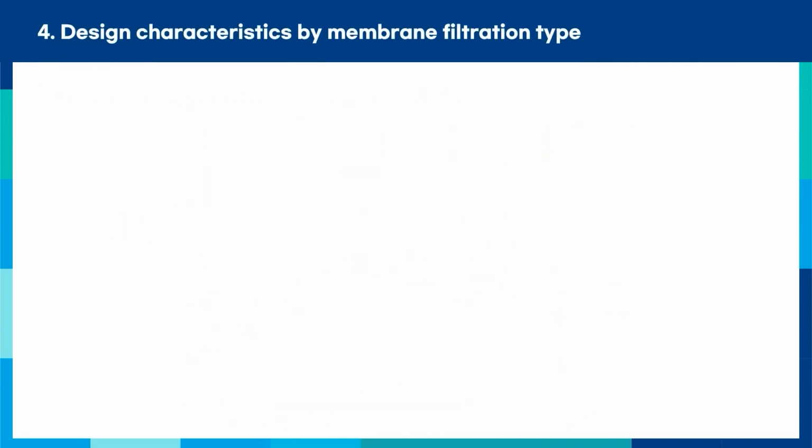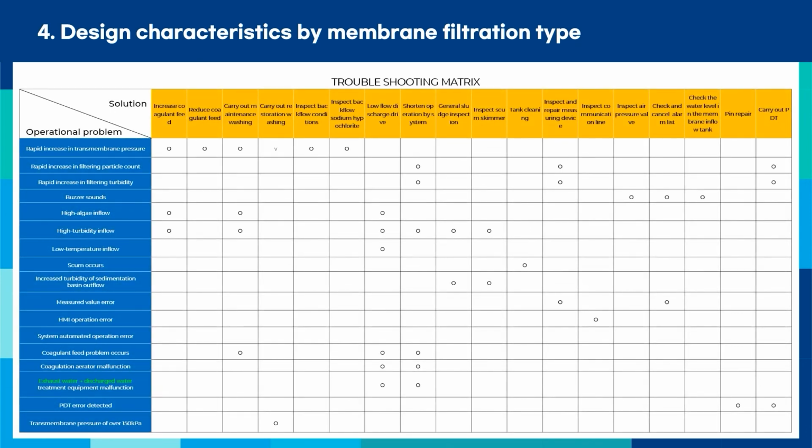The measures to be taken when various problems occur in the operation of the membrane filtration process are shown in the table. If differential pressure increases, perform physical washing or chemical washing, and if turbidity or particles increase, it is necessary to check through a membrane breakage test.